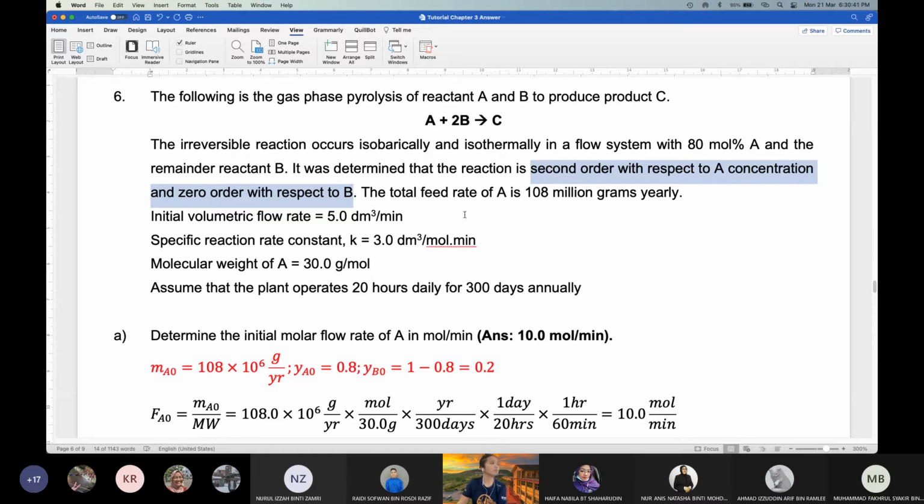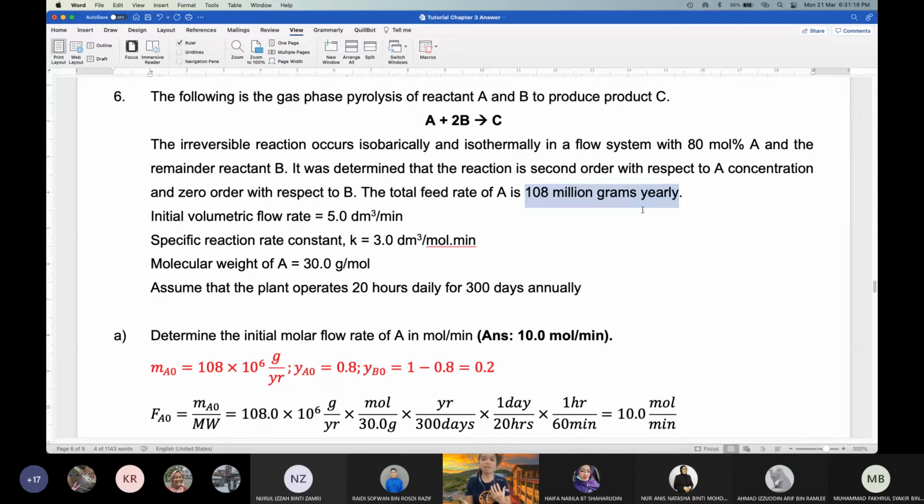Next it says, the total feed rate of A is 10^8 million gram yearly. So what is this information? It seems like something different, right? Before this we dealt with concentration, molar flow rate, volumetric flow rate. This one is another new piece of information. It says feed rate. Okay, so this is the feeding rate, feed. So the initial rate is given in million gram yearly. Okay, so you know that gram has the dimension of mass, and yearly is time, right? Okay, so basically it gives us mass per time.